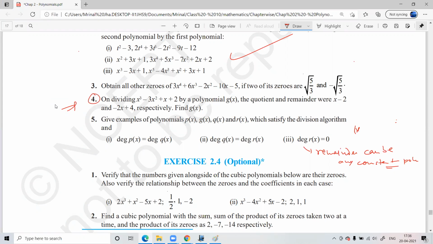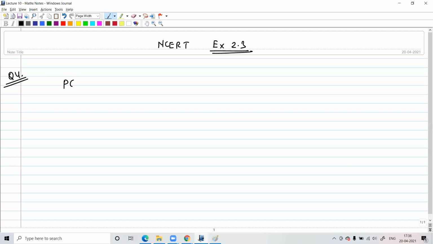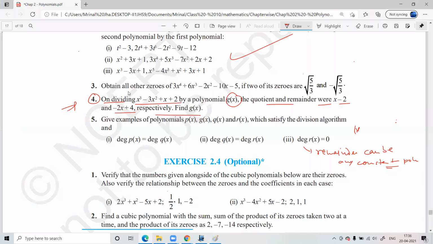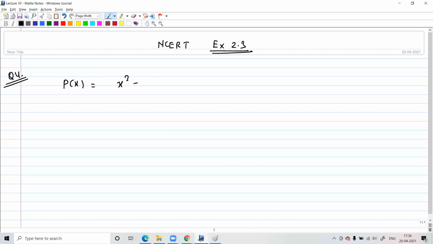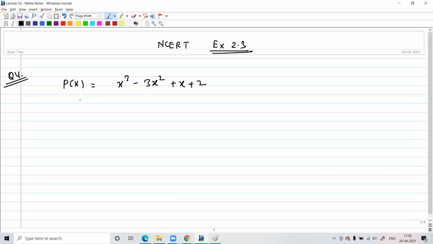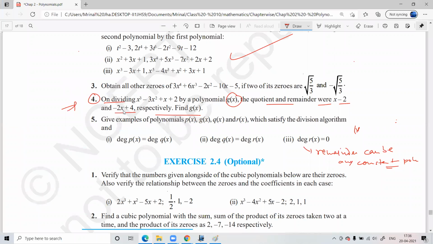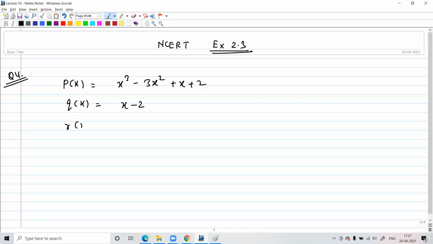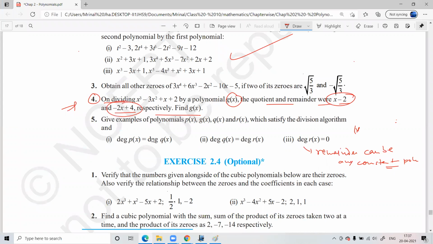Most of you have already solved it, but still, let's try to do this. On dividing this number by a polynomial g(x), the quotient and remainder were given to you. So we know that p(x) given over here, the dividend, is x cubed minus 3x squared plus x plus 2. g(x), we don't know. So let's skip that for now. Quotient is x minus 2. And remainder is minus 2x plus 4.